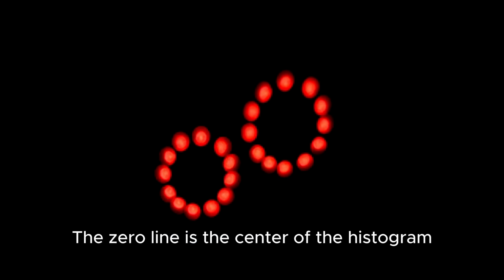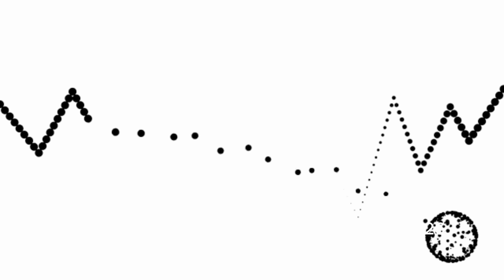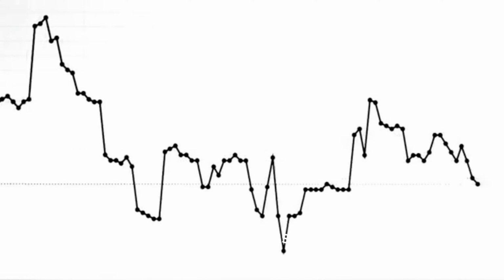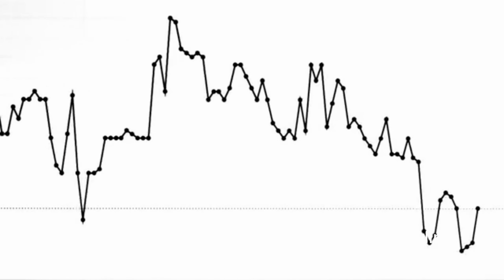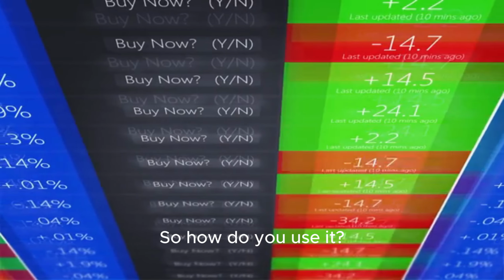The zero line is the center of the histogram. When the MACD line crosses above the zero line, it means the 12 EMA has fully overtaken the 26 EMA, and we've now flipped into net bullish momentum. This often marks the start of a new trend phase, not just a pullback. In contrast, when the MACD line crosses below the zero line, bearish control is back, and price may start trending downward.